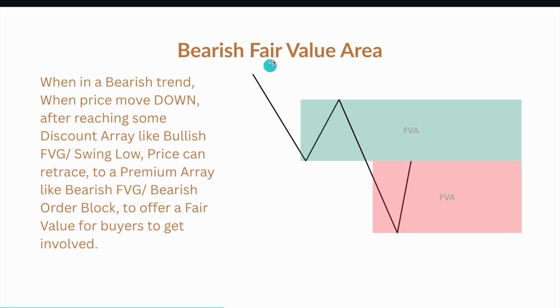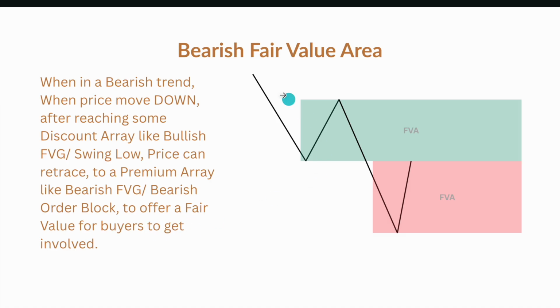Let's see how a bearish fair value area looks. In a bearish trend, when price moves down after reaching some discount array like a bullish fair value gap or swing low, price can retrace. It can retrace to a premium array like a bearish fair value gap or the bearish order block to offer a fair value for buyers to get involved.